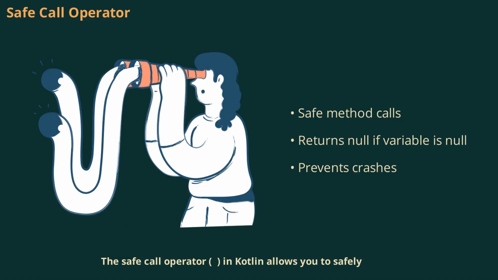The safe call operator in Kotlin allows you to safely access methods or properties on nullable variables. If the variable is null, the operation returns null instead of throwing a crash. This operator protects your code from runtime errors and makes null handling straightforward. By using it, you can write safer, more resilient code that gracefully handles missing values.